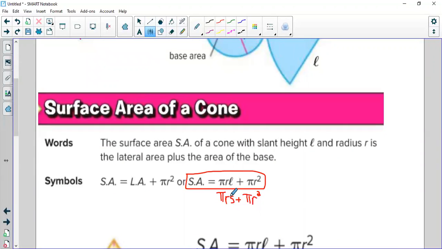Sometimes you'll see it as pi r s, for slanted height, L for slanted height, S for slanted height. They use different variables for it. I'm not sure why. So there's your area of your little fan plus 1 pi r squared, because there's only one circle in the cone. It doesn't have two. So sometimes it's pi r l plus pi r squared. Sometimes it's pi r s plus pi r squared. Just know that the L is the slanted height, S is the slanted height.